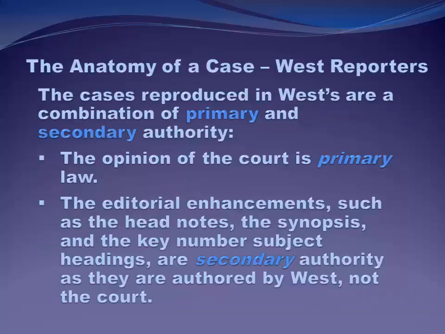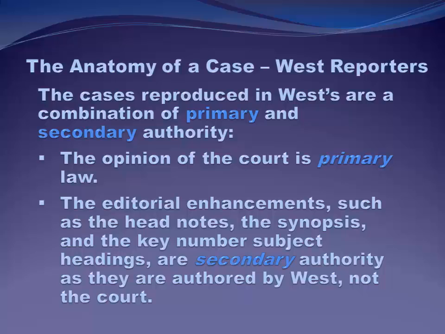All right, so now we're just going to spend a few minutes looking at what a case would look like in a West reporter. As I explained, the cases in West's are a combination of primary and secondary authority. The opinion of the court is going to be the same thing that you would find in the official reporter. It's just the language that was written by the court. But there's also a variety of editorial enhancements. There's headnotes, a synopsis, key numbers, and those are all secondary authority. So you have to make sure that you understand the two and you don't go and cite to a headnote or something. They're helpful for you to use to help understand the decision and to find additional relevant authority, but you don't want to cite to them when you're giving advice to a client or a partner or citing to another court.